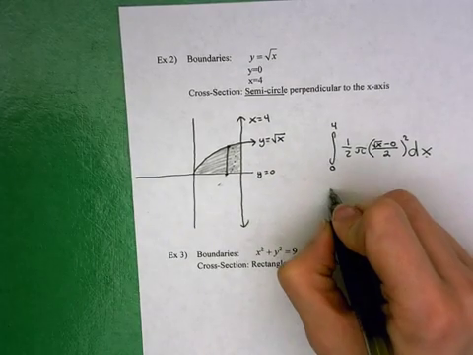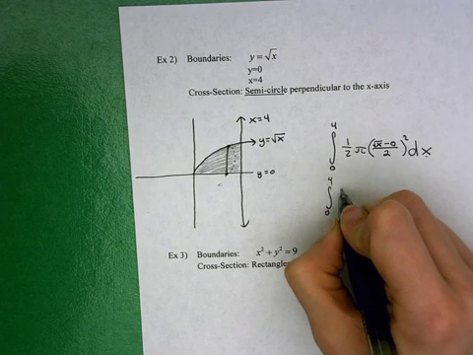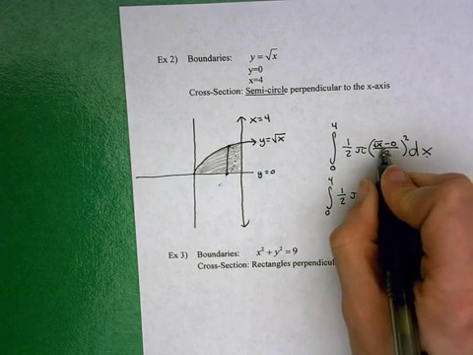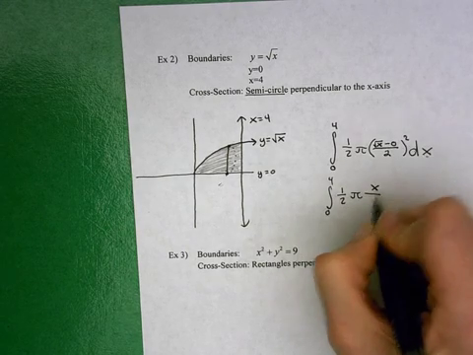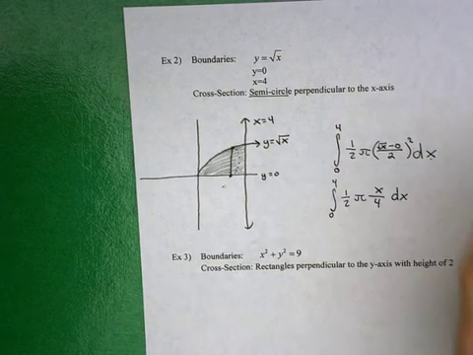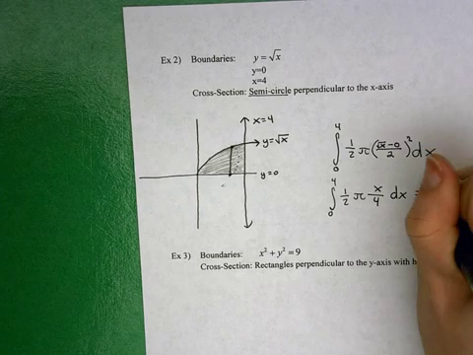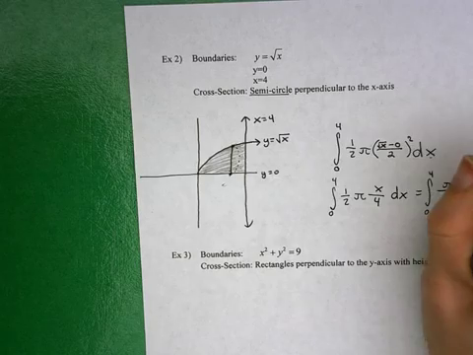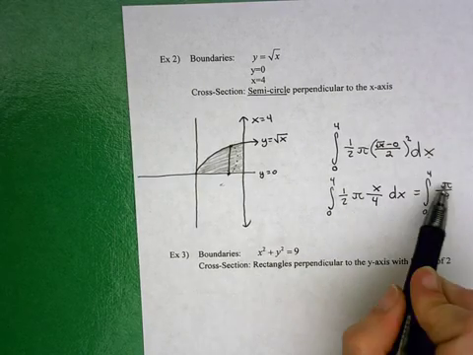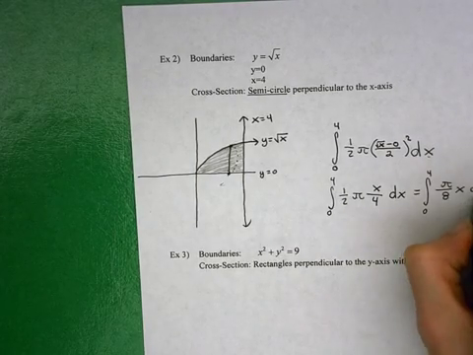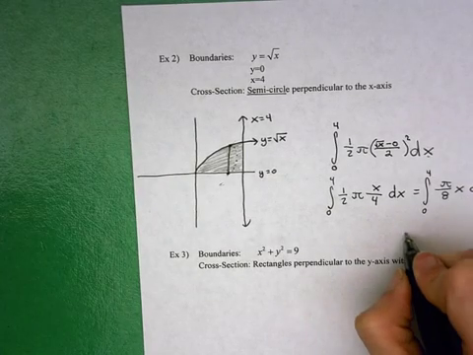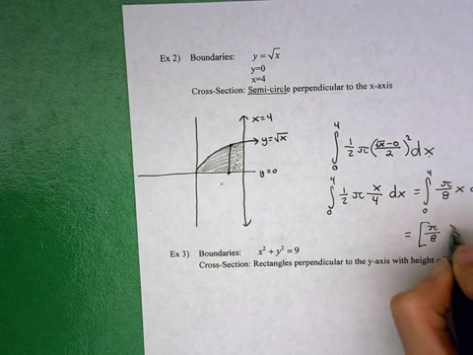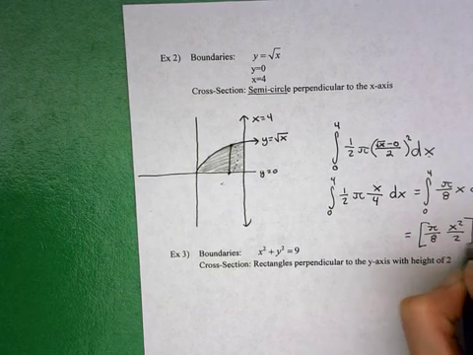Okay, so this is the same thing as the integral from 0 to 4 of 1/2 pi. Root x minus 0 is just root x, and root x squared is x. 2 squared is 4. Which is pi over 8, right? 1/2 times pi times 1/4 is pi over 8, x dx. Okay, so we add 1 to the exponent, divide by the new exponent, so we have pi over 8, x squared over 2, from 0 to 4.